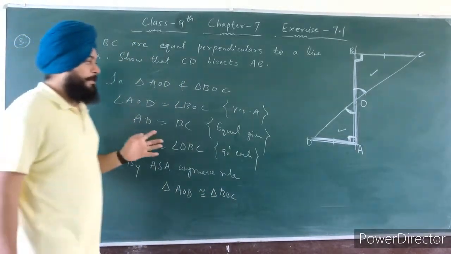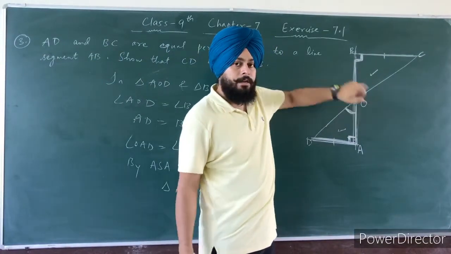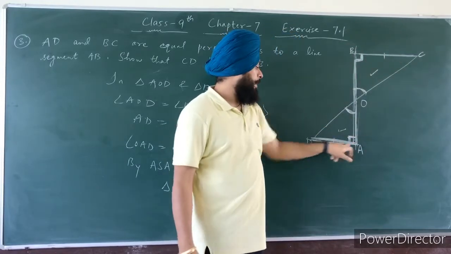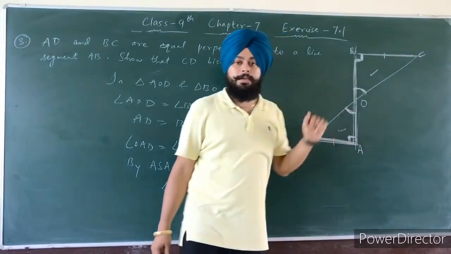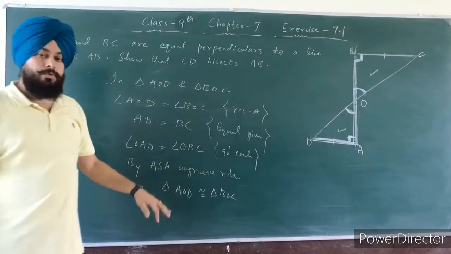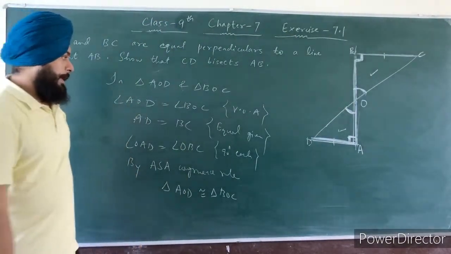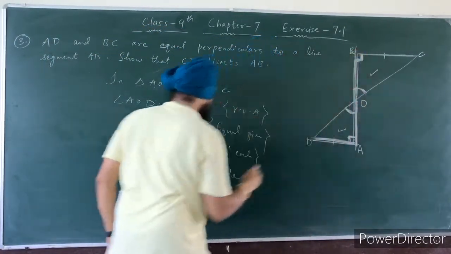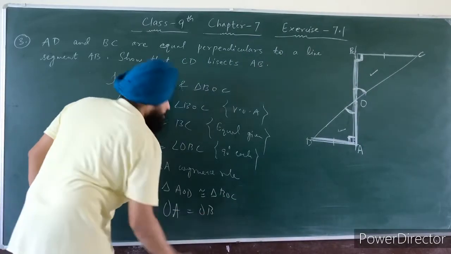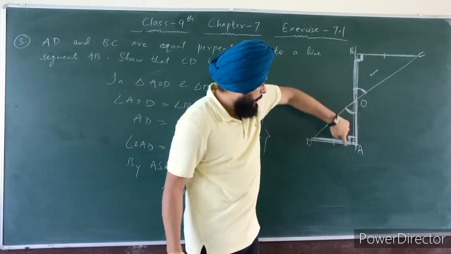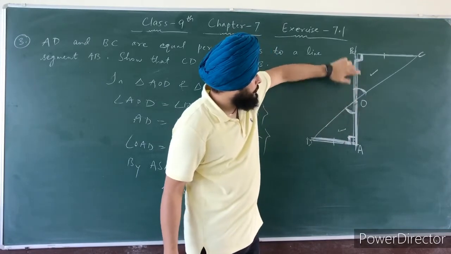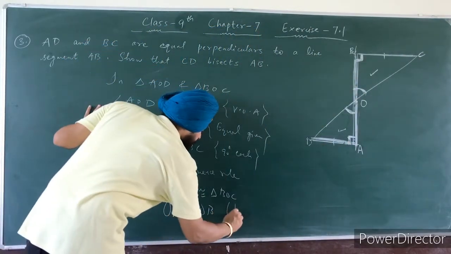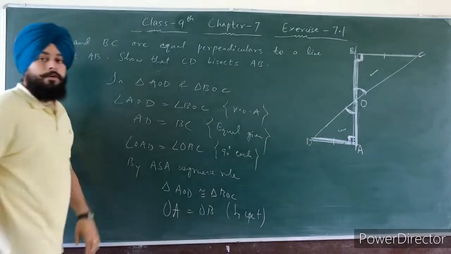Okay? So there are three parts. The first part is this one, vertically opposite angles. The second is this one, side AD equal to BC, and the third one is angle OAD and angle OBC, 90 degrees each. So by the ASA congruence rule, the triangles are congruent. Now we have to take OA is equal to OB. OA is equal to OB because OA is part of triangle AOD and OB is part of triangle BOC. You can take OA equal to OB. Reason: CPCT. CPCT means corresponding parts of congruent triangles.